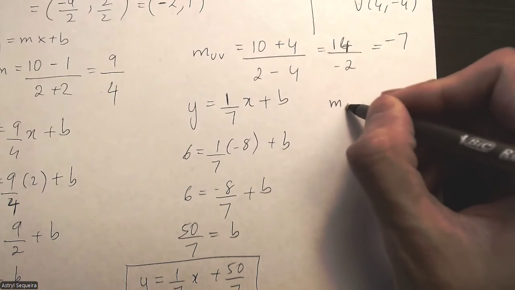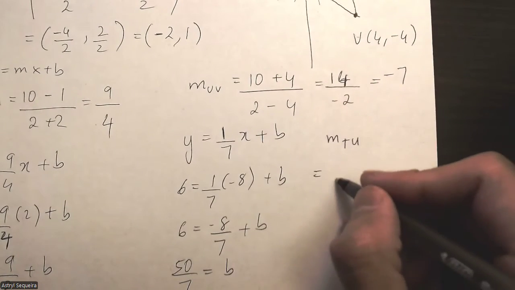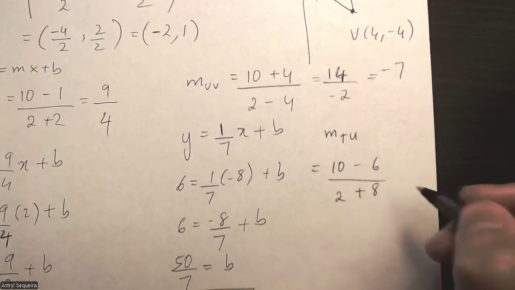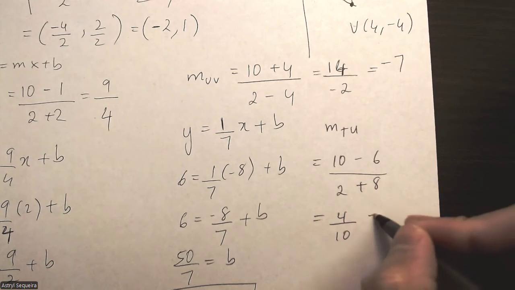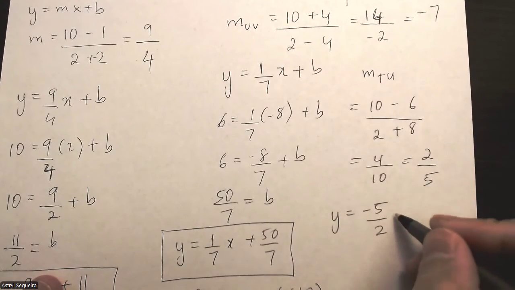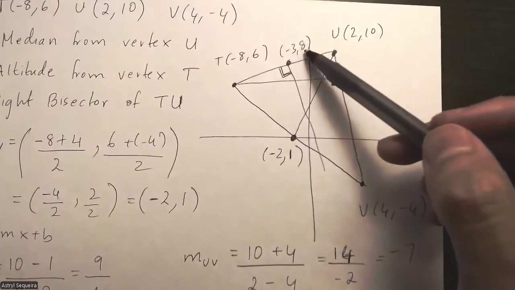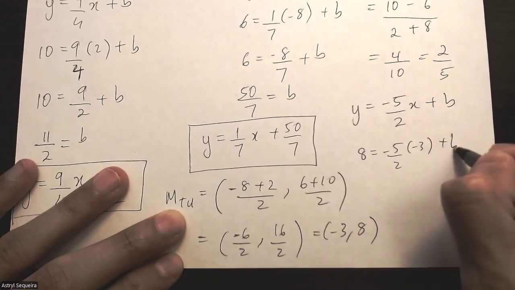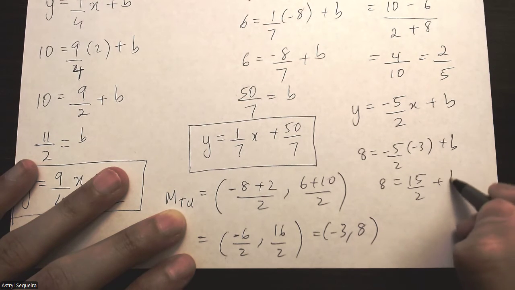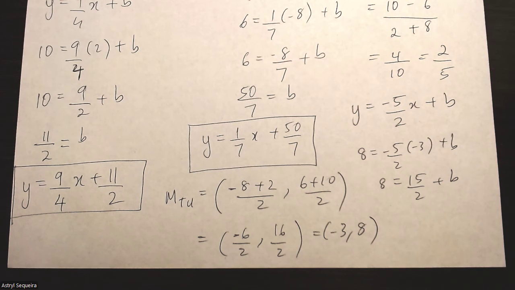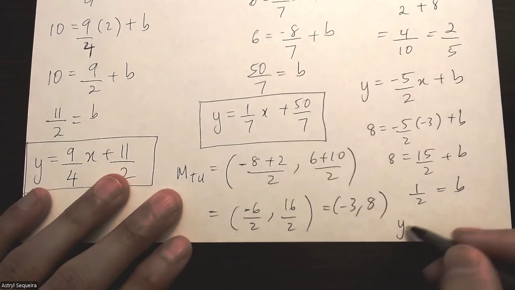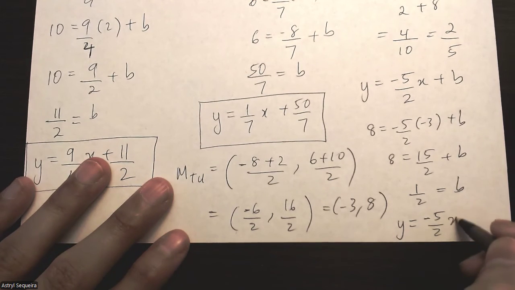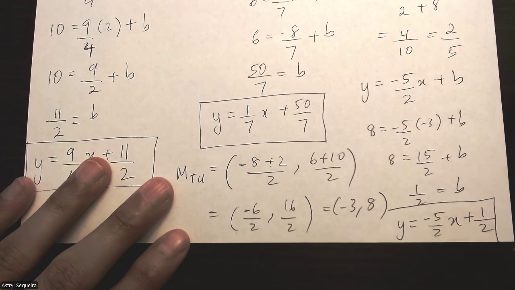So let's start by finding the slope of TU. y2 minus y1 over x2 minus x1, which is 4 over 10, which is 2 over 5. So since the slope of TU is 2 over 5, the slope over here is going to be the negative reciprocal, which is -5 over 2. Now I just need to sub in the point. The only point I can sub in is the midpoint because it's on that line, -3 and 8. Calculate my b. 8 minus 15 over 2 is just 1 over 2 equals b. So the equation of my right bisector is y equals -5 over 2x plus 1 over 2.